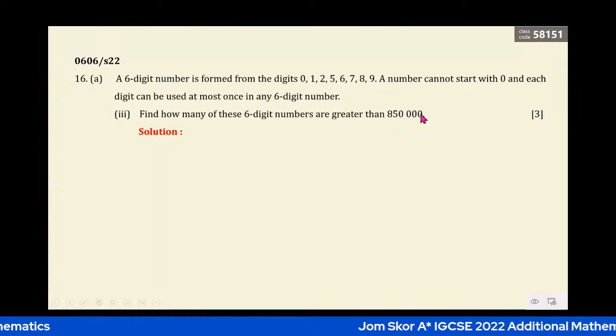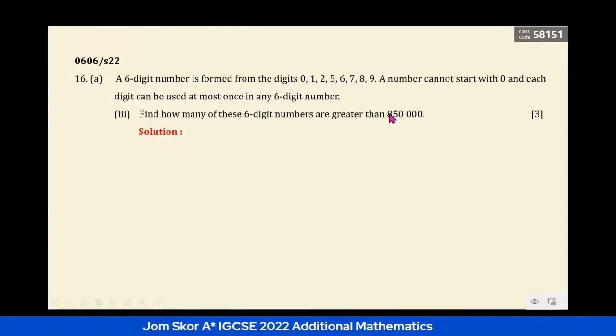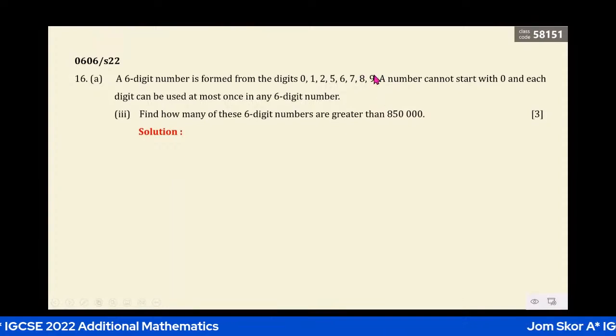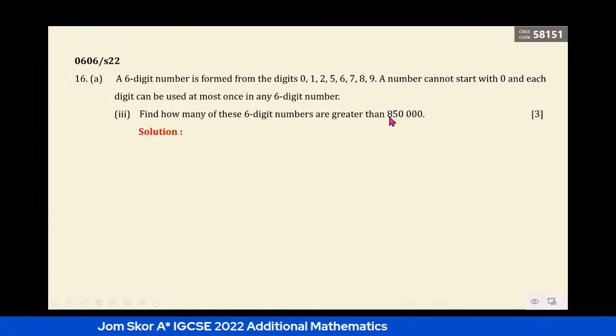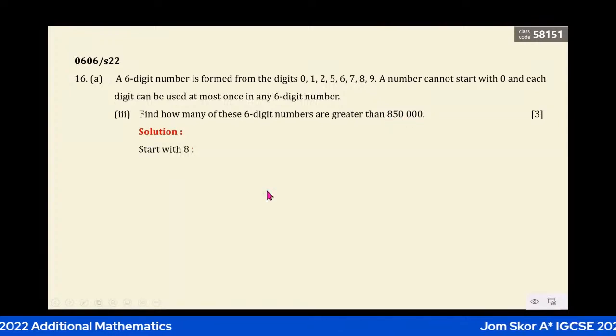85000. Okay. So kalau number tu must be greater than 800,000, okay, number tu mesti depan mesti 8 atau number depan mesti 9. Tapi kalau number depan mesti 8, the second place tu kita kena tengok. Because the number must be greater than 850,000. Okay, so kita tengok.